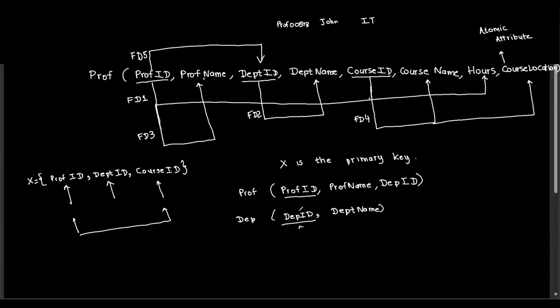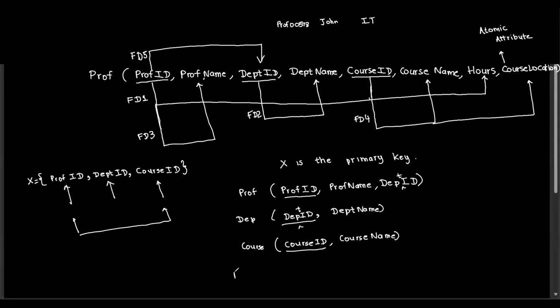So there are so many mistakes. Here it should be department. Now the third one will be the course relation. In the course relation, I will have course ID and also course name. Very well.